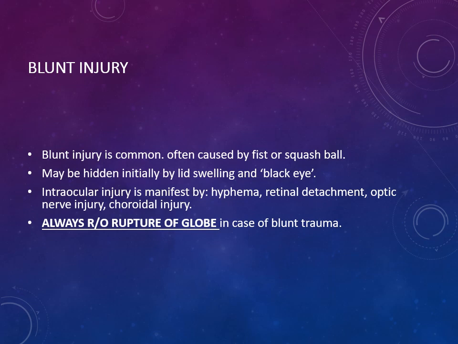Sometimes the extent of injury may be hidden behind the extensive lid swelling or the black eye. We should examine the eye properly, looking for different spectrum of possible intraocular injury after blunt trauma, such as hyphema, retinal detachment, optic nerve injury, and choroidal injury. And always, and this is a rule of thumb in blunt injury, we should rule out ruptured globe all the time.